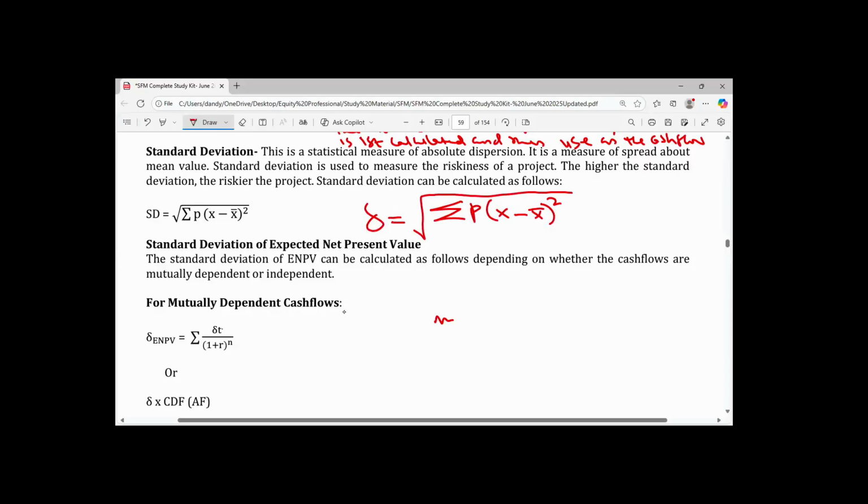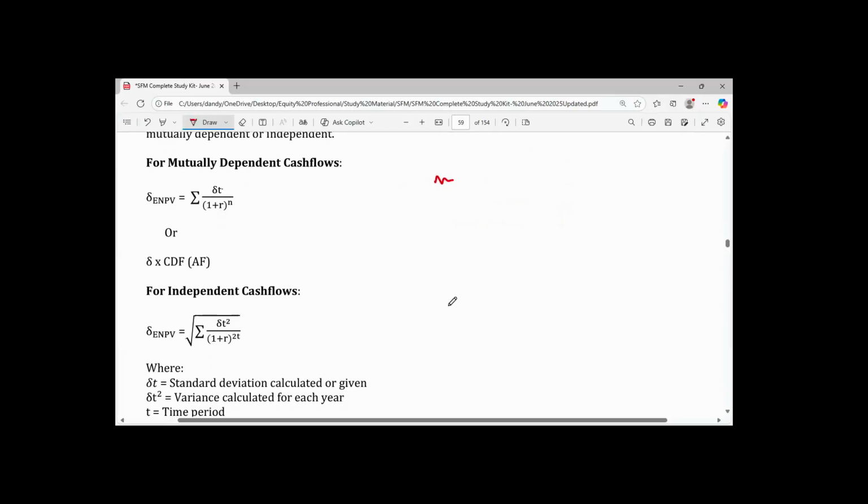All right. Now, the examiner may ask you to calculate the standard deviation of expected net present value. How do you do it? To calculate the standard deviation of expected NPV, you can use either of the following formulas depending on whether you are given mutually dependent or independent cash flows. First, what is a mutually dependent cash flow? A mutually dependent cash flow is one in which the events in each year are the same. Let me put it down for you.